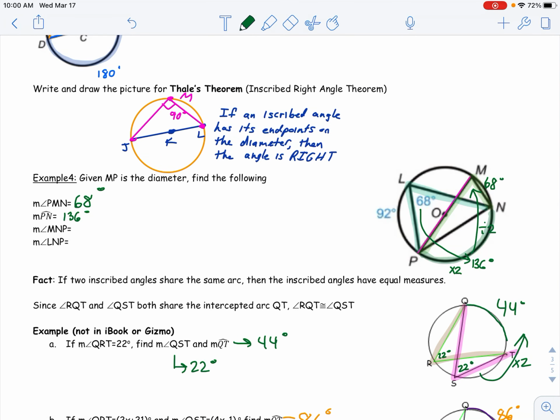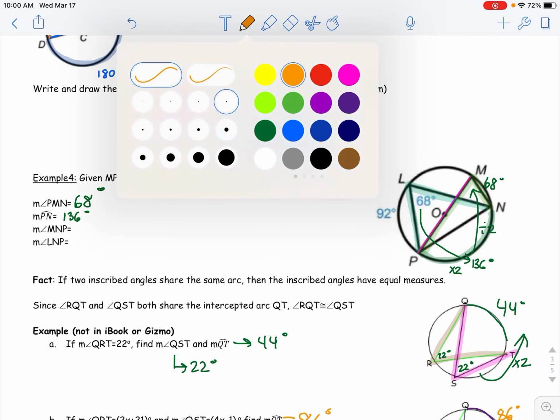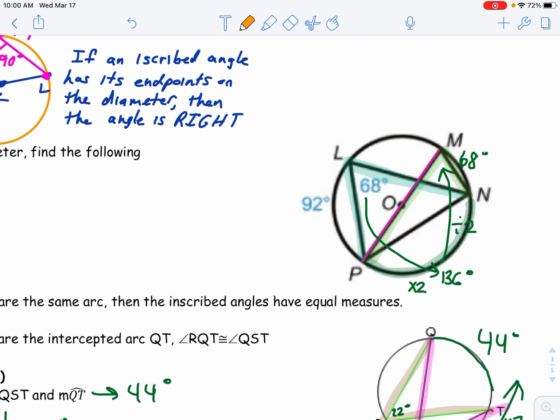Now I need to find the measure of angle MNP. Notice how its endpoints are on the diameter. Thus, I immediately know that this is a right angle. I know it's 90 degrees.